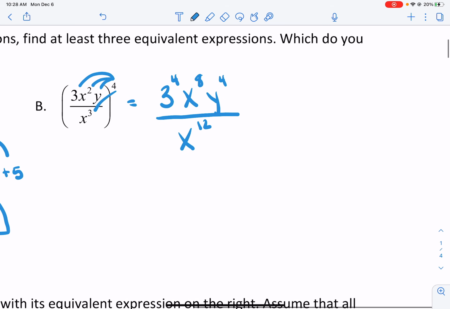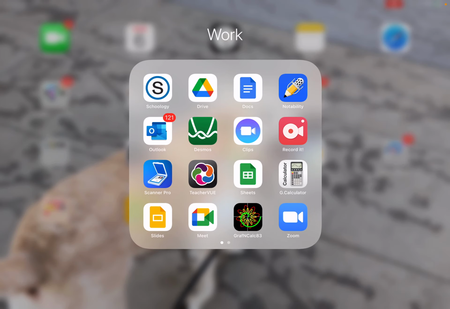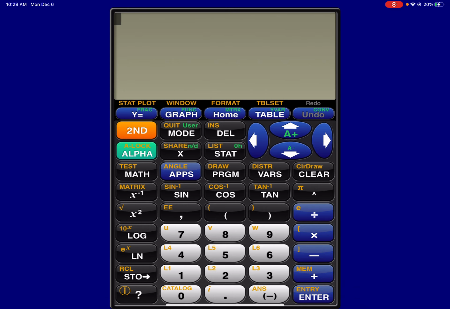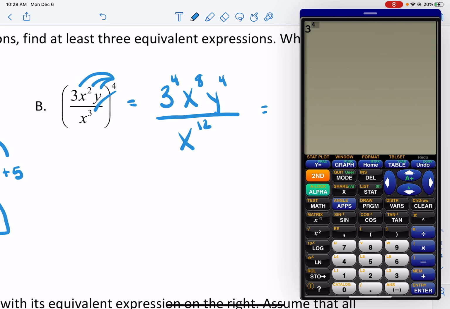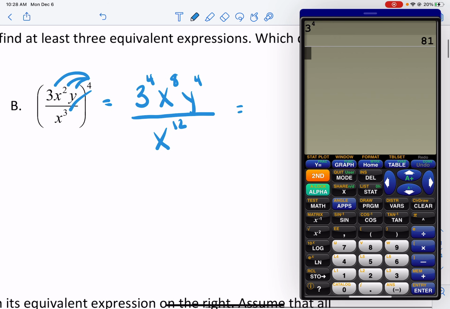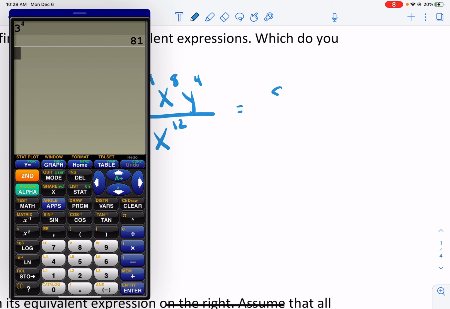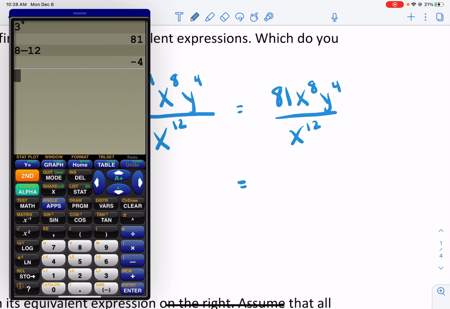Okay. To finish simplifying, and I can show you guys in the calculator here too, we can take 3 to the 4th power like this in our calculator. So we've got 81. And then we've got x to the 8th power, y to the 4th power, all over x to the 12th power. And we can't forget here, this would actually be 8 minus 12, which is a negative 4. Okay, so we are going to have 81 times y to the 4th.